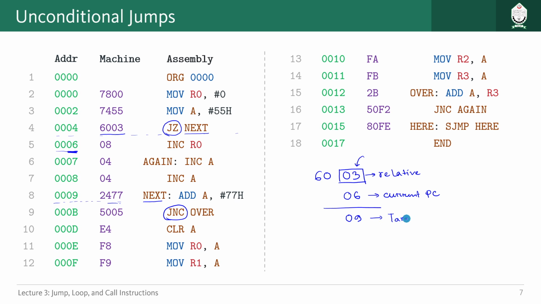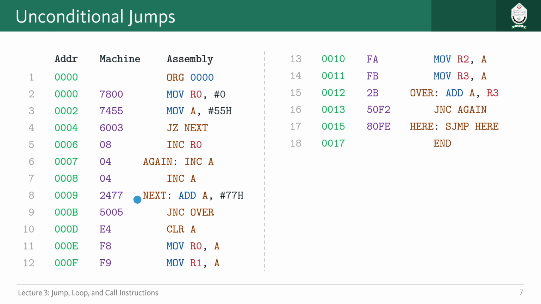So let us try to see if that is correct. So if you go to 0009, this address, yes, this is the label next where we need to go, right? Understand, right? So in this way we can actually calculate. Now let us look at another example of this one, right?